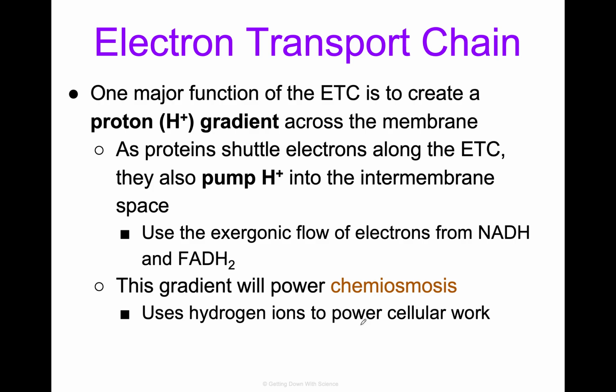Okay, so remember I had said that the electron transport chain and chemiosmosis are paired together. Chemiosmosis uses the hydrogen ions to power cellular work. That's things like metabolism, growth and development, mitosis, anything the cell has to do. Cells work too, 9 to 5. No, I'm just kidding. They're 24/7.